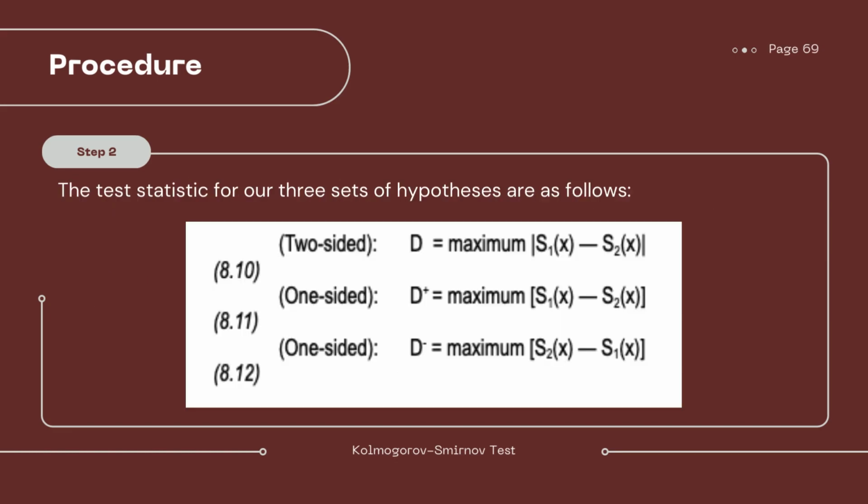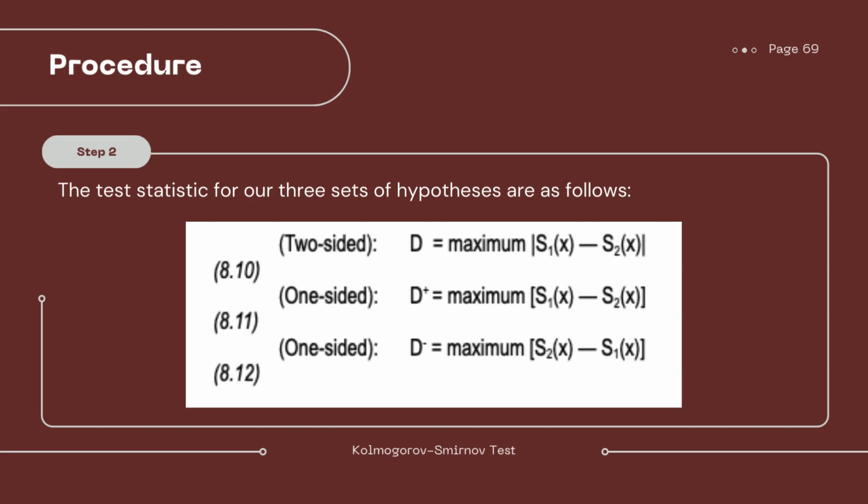The test statistic for our three sets of hypotheses are as follows. For the two-sided case, D is equal to the maximum value that we computed from the absolute value of the differences between S1(x) and S2(x). For the one-sided case wherein our alternative hypothesis is that F1(x) is greater than F2(x), D plus is equal to the maximum value that we computed from the difference between S1(x) and S2(x).